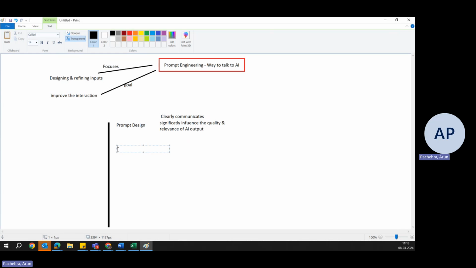All right, let's not divert from the topic and talk about the second aspect, which is tuning. What are we tuning here? Prompt tuning.